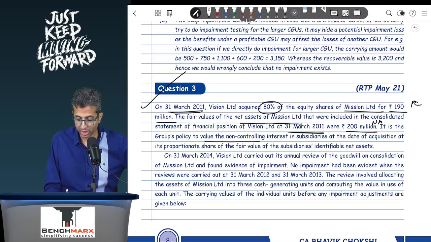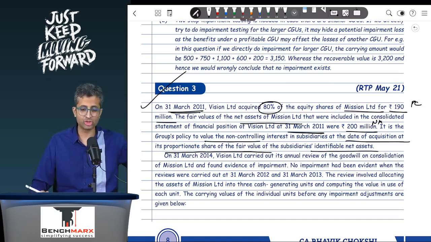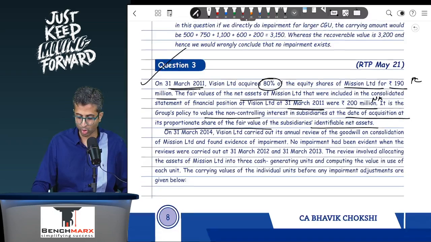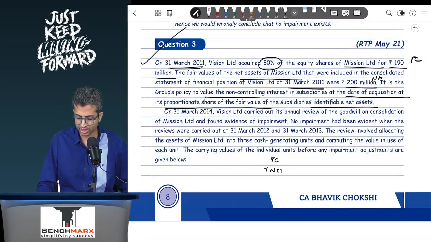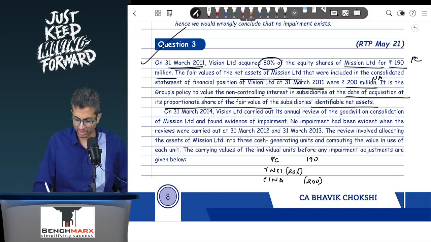It is a group's policy to measure the NCI at the date of acquisition at the proportionate share of the fair value of the identifiable assets. So it is a group policy to measure NCI using proportionate net assets method. And as a result, if I want to find the working as on the acquisition date, PC plus NCI minus net assets, your PC is, let us say, 190 for an 80% stake. Net assets are, let us say, 200. NCI has a 20% stake to be measured as a percentage of net assets. 200 into 20% will come to 40, and hence your goodwill over here will come to, for example, 30. But this is goodwill attributable to only the 80% stake that you have acquired, called as partial goodwill.